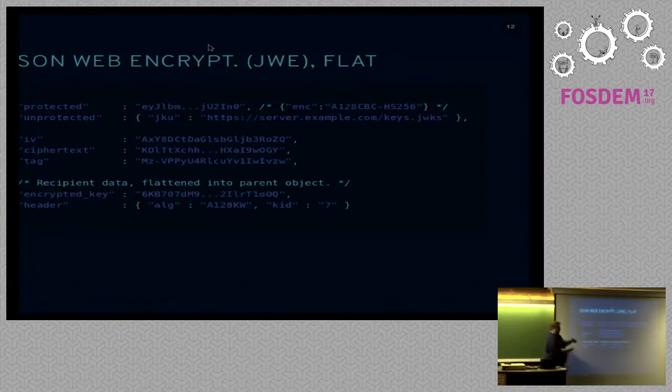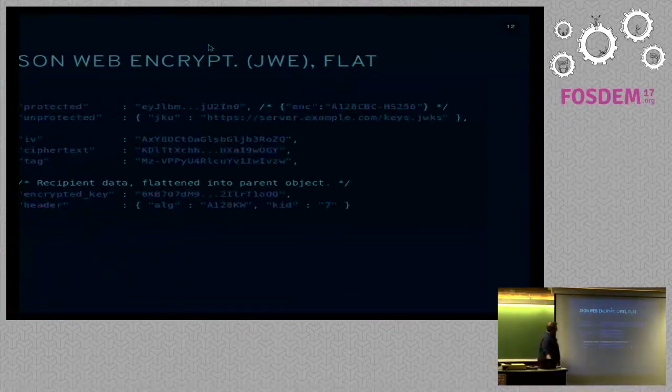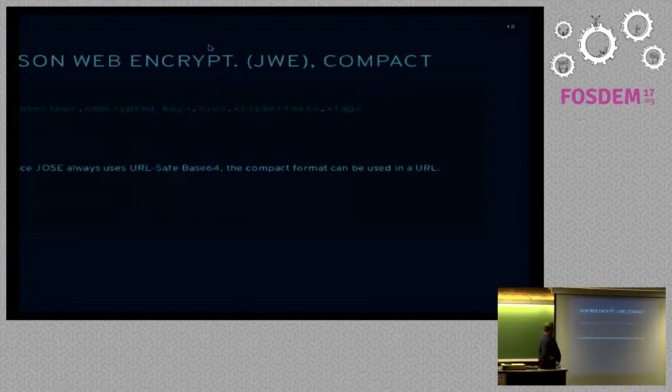So if it only has one recipient, we just pull all of the objects from the recipient object upward into the parent. And so we have encrypted key and header here, just like we did before. So we just pulled it up into the parent. And then again, if we have certain constraints, for instance, if we don't have an unprotected header and we don't have this header either, you can actually do this in compact format as well. So protected header, encrypted key, IV, ciphertext, and tag.